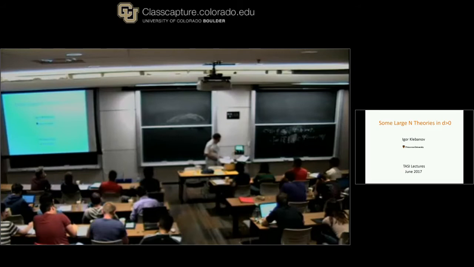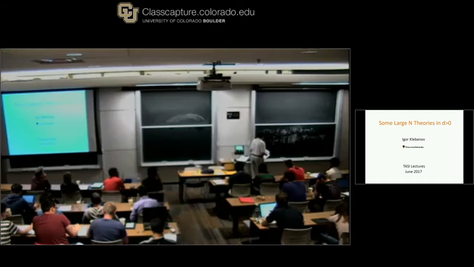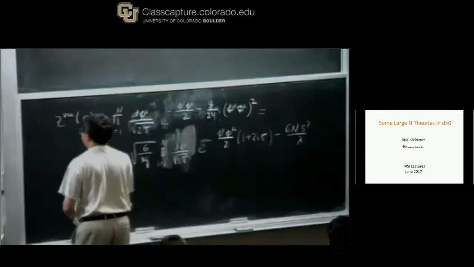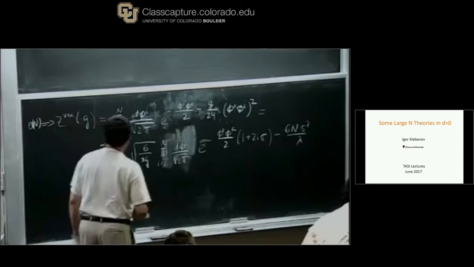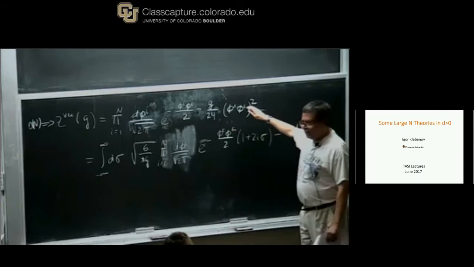So coming back to this vector model, so the vector model has O(N) symmetry. Right, so this is the O(N) symmetric model. Then we just have the action, which is, you would call this a double trace term, phi_i squared with some coupling G.